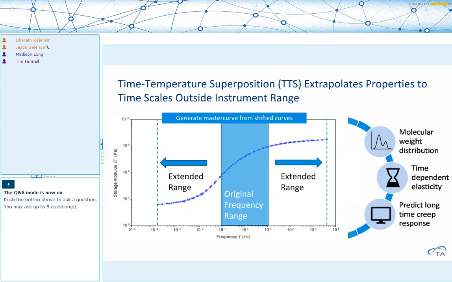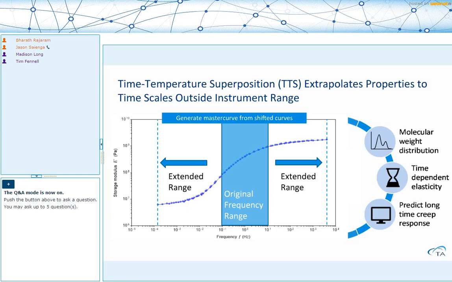The master curve is very important because it gives us information about the molecular weight distribution. It gives us information about the time-dependent elasticity. And with solid materials, it's also used to predict the long-time creep response over the span of several years, which cannot be done experimentally.